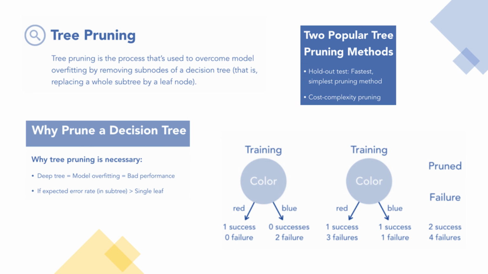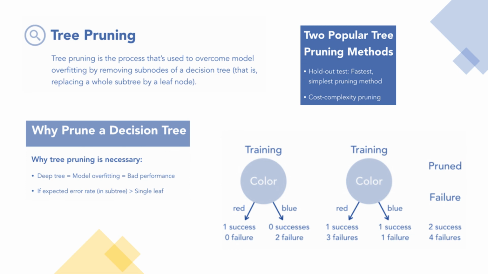The subtree in question is replaced by a leaf node if a decision rule establishes that the expected error rate in the subtree is greater than the single leaf. Two popular tree pruning methods include holdout test and cost complexity pruning. Holdout test is the fastest and simplest pruning method. With this method, you work through each leaf node in the tree and evaluate the effect of removing it using a holdout test set. A leaf node is removed only if removing it results in a drop in the overall cost function on the entire test set. You stop removing nodes when no further improvements can be made.